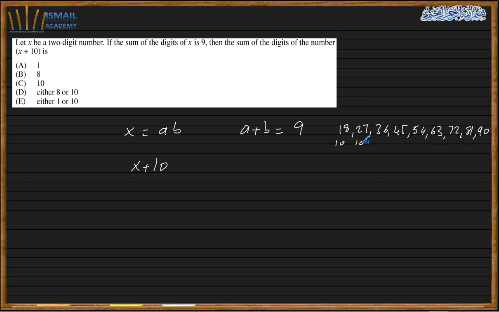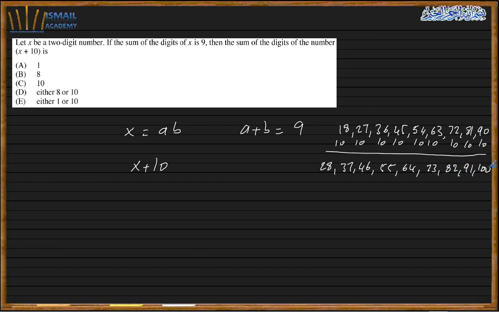So if I add 10 to each one, here I will have 28, 37, 46, 55, 64, 73, 82, 91, and 100. If I take the sum of the digits of those, it is always 10, and the sum of the digits of that one is 1. So that means E is my answer. That's the possible. I have the two possible ways, which is either the sum of digits is 1 or 10.